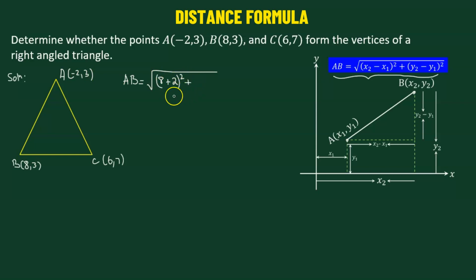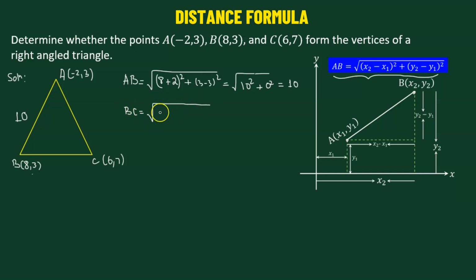Added to this, we have the difference of the y coordinates. So we'll have 3 minus 3, squared. This will be equal to, 8 plus 2 whole squared, that's 100, that's 10 squared. So 10 squared plus 0 squared gives us a value equal to 10. That means the length of AB is 10 units. Now we'll find the length of BC.